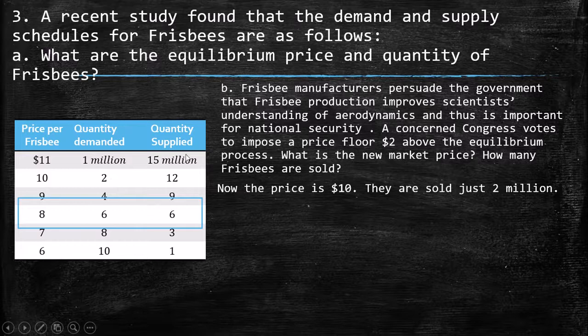Even though the quantity supplied is 12 because of the high price, the consumers just have the disposal to buy 2 million.